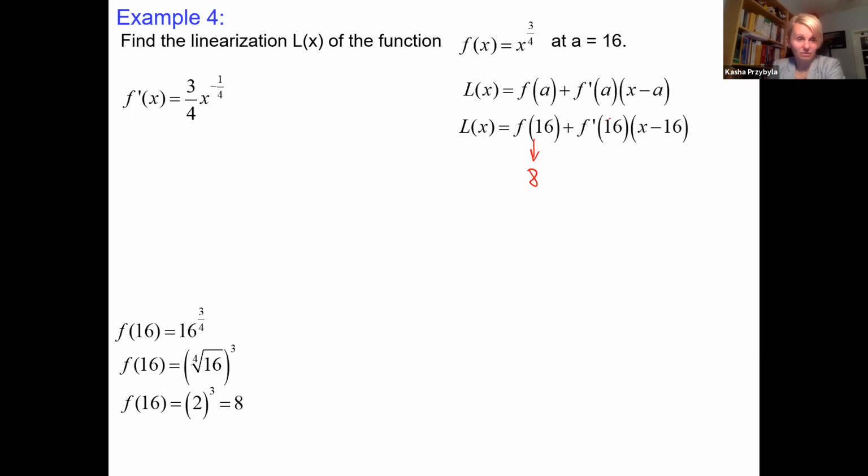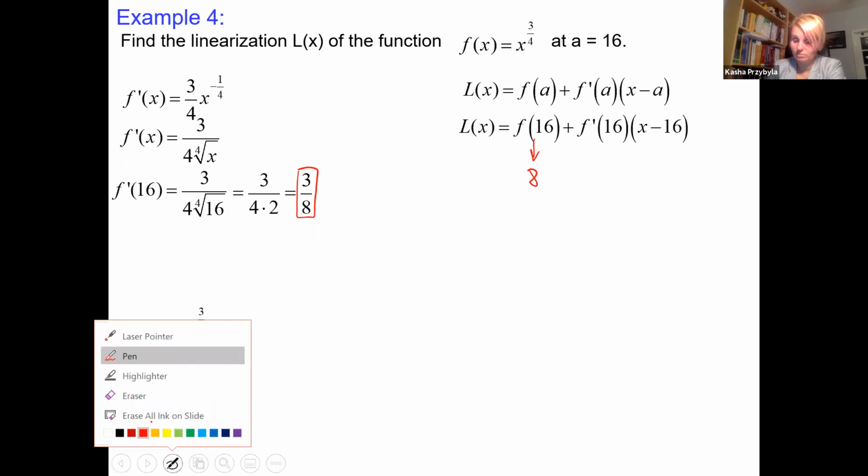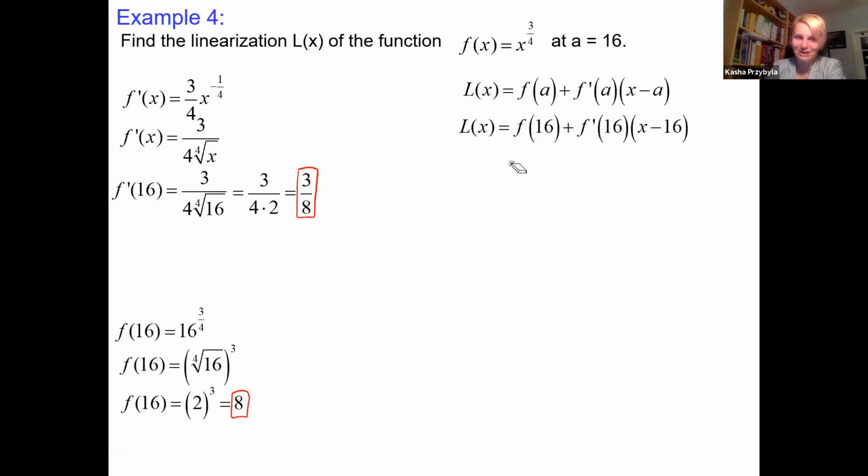Now, the derivative. The derivative of x to the power of 3 over 4 will be 3 over 4 x to the negative 1/4, and I can rewrite it as a fourth root in the denominator because the exponent is negative. And can you substitute 16 now? Fourth root of 16 times 4, and 3 on the top. That means what will be the value? 3 over 8. Okay, that means we definitely need this number and we need this number. Good. Please make sure that you know this calculation, okay?